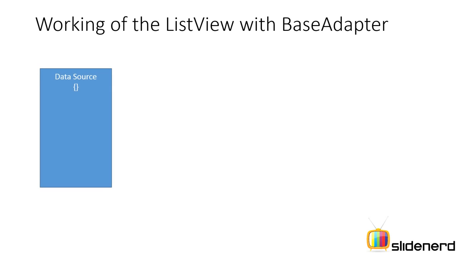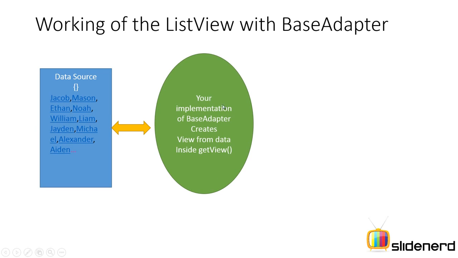So how does the list view work with the BaseAdapter? This is a question you have, right? Let's take a data source which contains some names like this. This is Jacob, Mason, Ethan, and so on. What you have to do is make a class that extends the BaseAdapter class, and then inside that class you need to have this method called getView. Now what do you do? Very simple. You pick this data item from here, for example Jacob. You create a view object out of that and you return this view object to the list view.